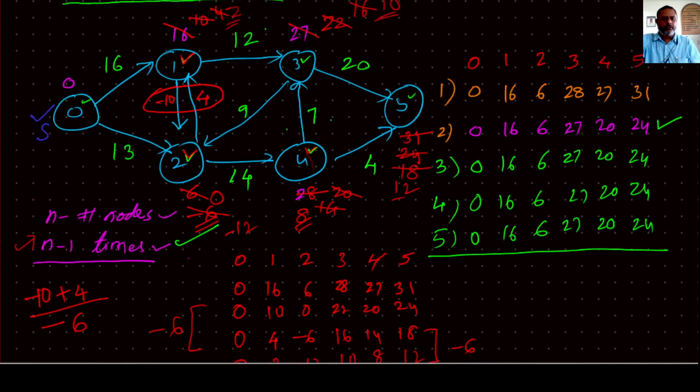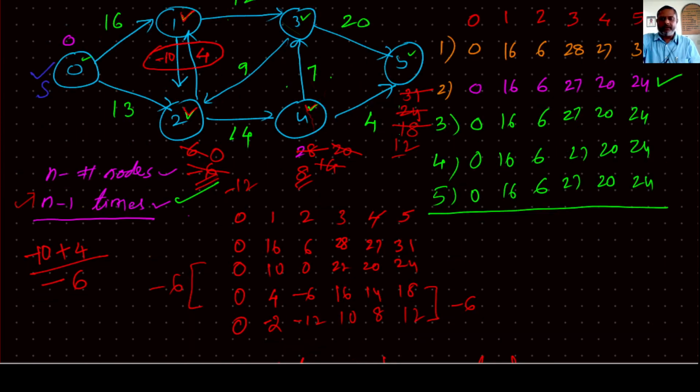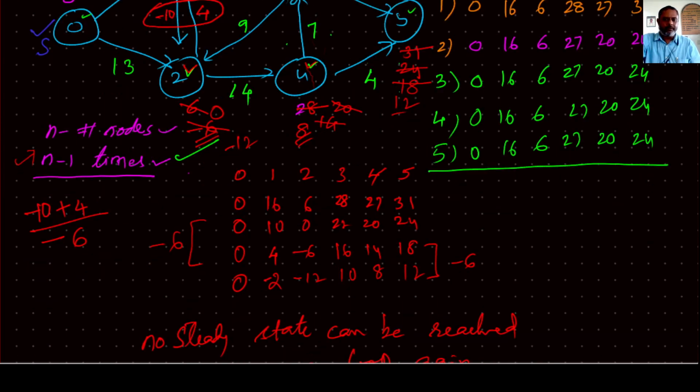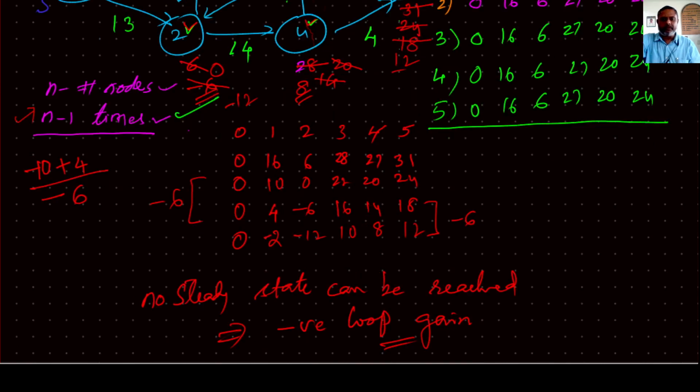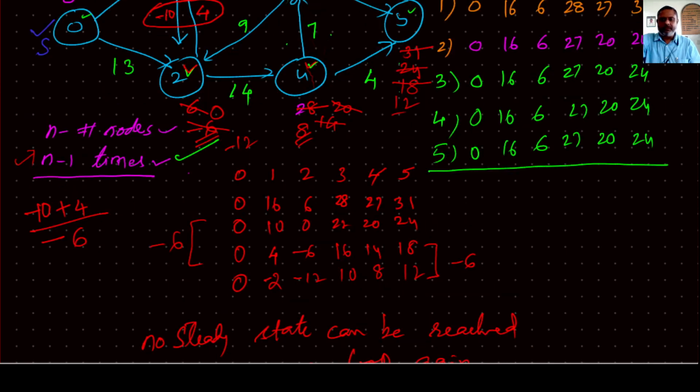Because of this negative loop gain, -10 plus 4. Last time what was it? It was -10 plus 14. So the total loop gain here was +4, a positive value. Therefore, it went into a steady state after 2 steps. But because of this, it's no more getting into steady state. We tried 1, 2, 3, 4, 5 steps also, and still we are unable to.